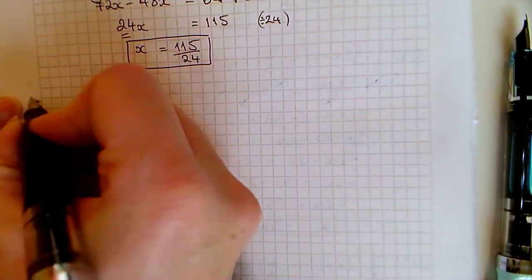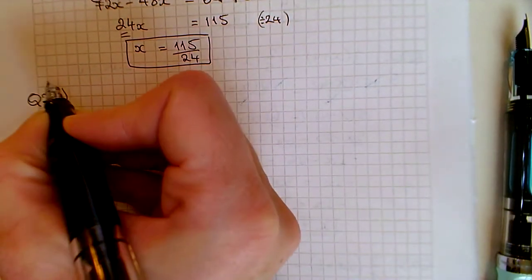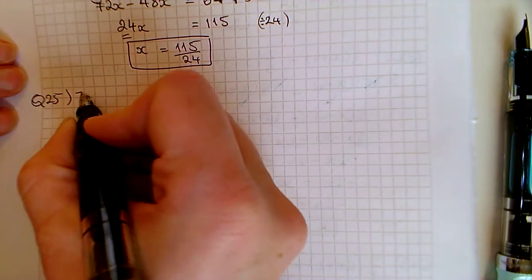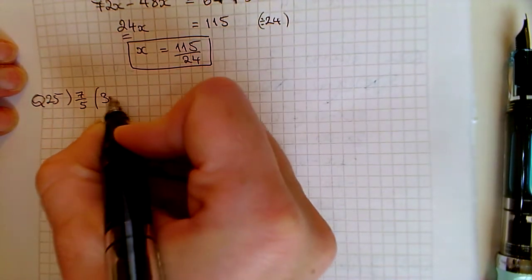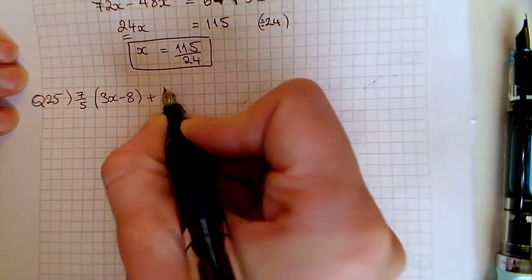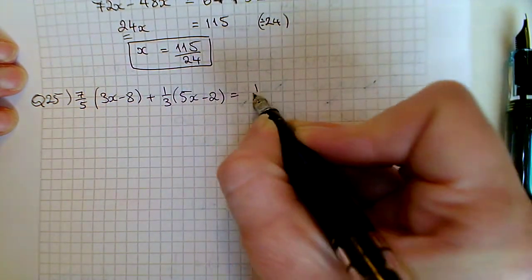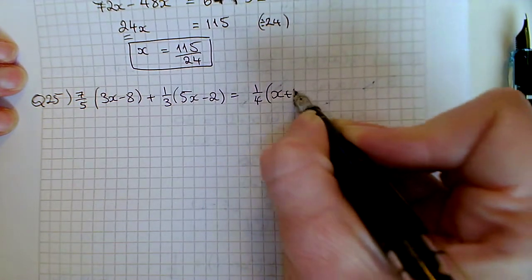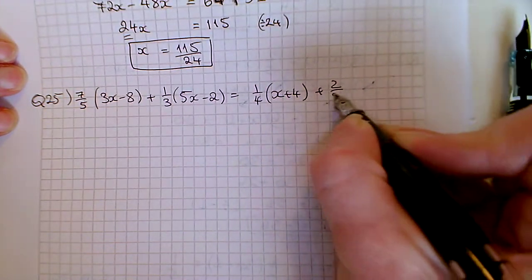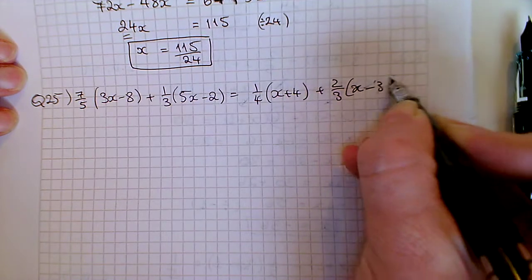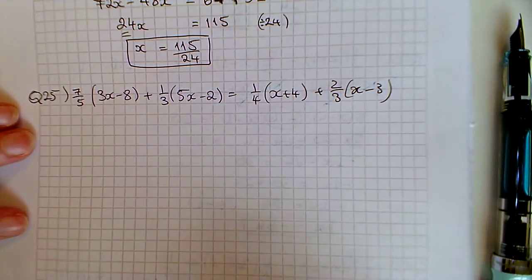Okay, the final question then, question 25, was 7 over 5 times (3x minus 8) plus 1/3 times (5x minus 2) equal to 1/4 times (x plus 4) plus 2/3 times (x minus 3). Getting a little bit messy there, sorry.